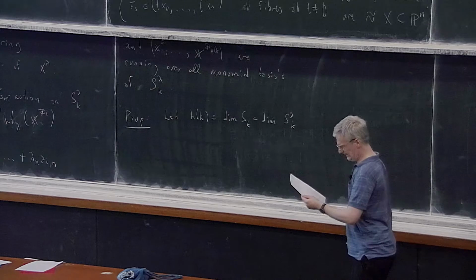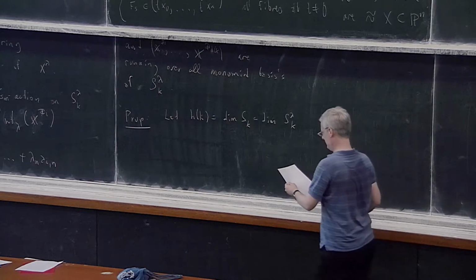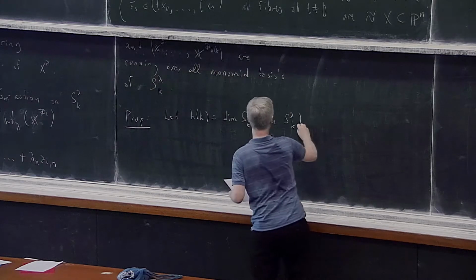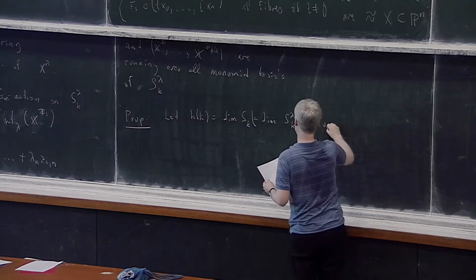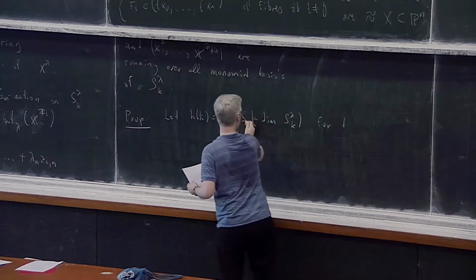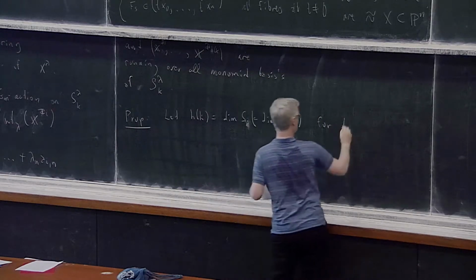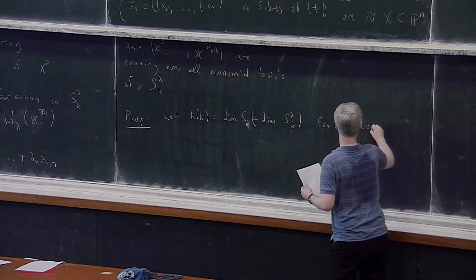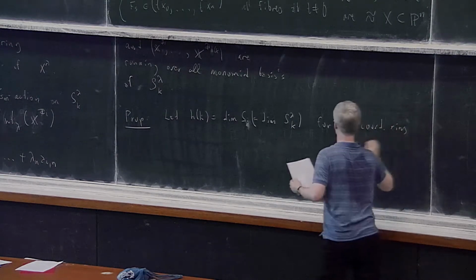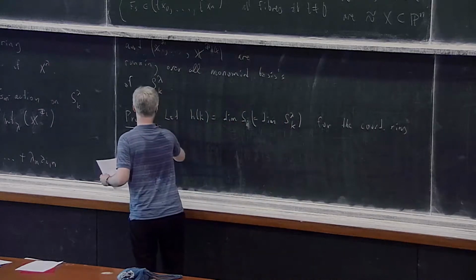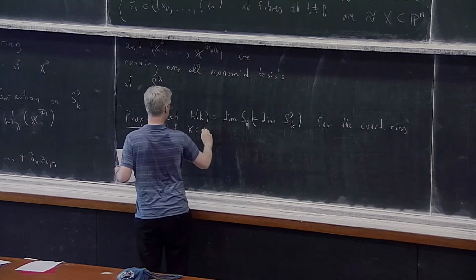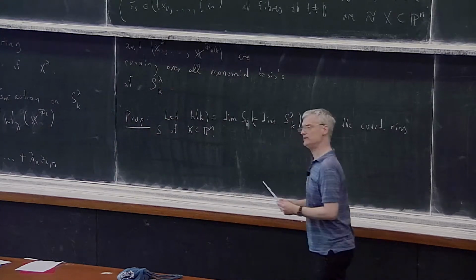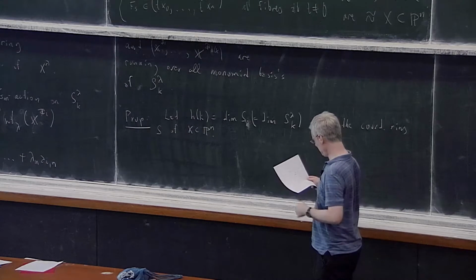So now I will not really need this in the statement. For the coordinate ring, did I introduce it? No. For the coordinate ring S of X, it's just a Hilbert function here of degree k on this homogeneous coordinate ring of X.